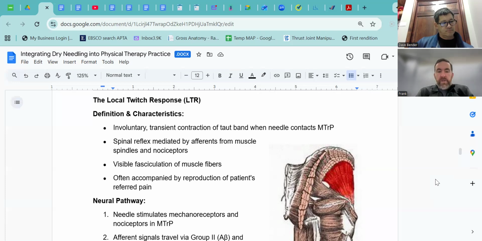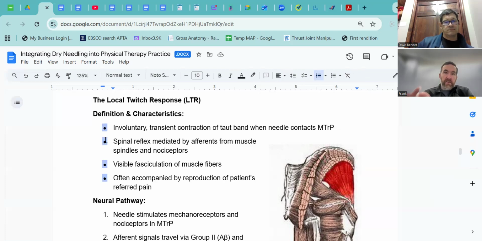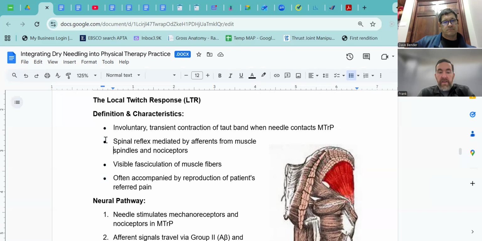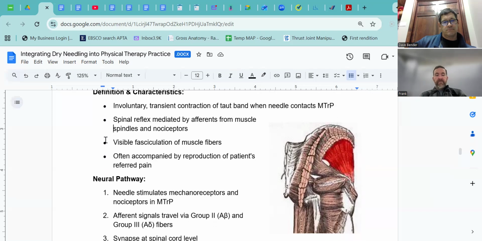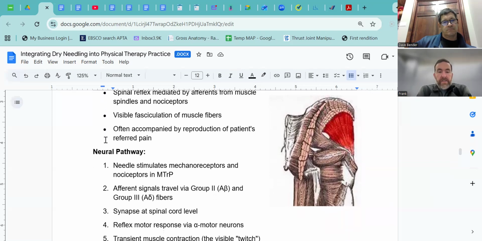This local twitch response is an involuntary transient contraction of the taut band when you put the needle into the trigger point. It's a spinal reflex, controlled by afferents from muscle spindles and nociceptors. You're going to see, and they're going to feel, a fasciculation of the muscle fibers, and it can often be accompanied by a reproduction of the patient's referred pain. You drop that needle into the erector spinae, and they say, "Oh my gosh, that's it right there. That's the point."